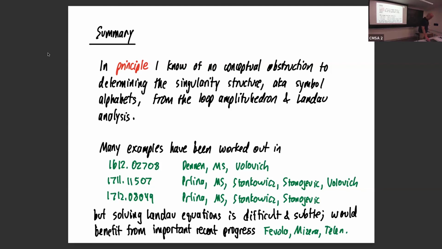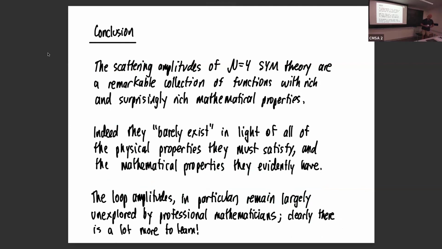Okay, so in conclusion, the scattering amplitudes of N=4 super Yang-Mills are a remarkable collection of functions with rich mathematical properties. Indeed, we often say that they barely exist in light of all the physical properties that they have to satisfy and the mathematical properties that they evidently have. This is an invitation for mathematicians in particular to really start taking a look at the loop amplitudes, which remain largely unexplored and have a lot of structure still to be discovered. Thank you.